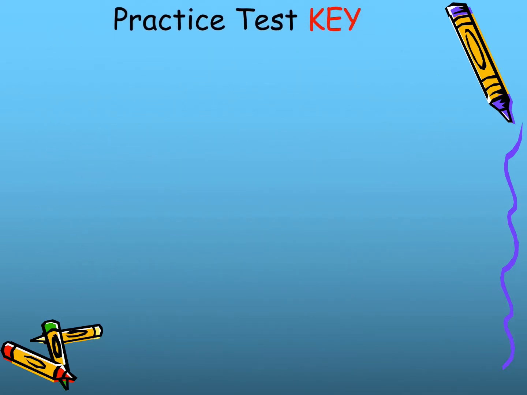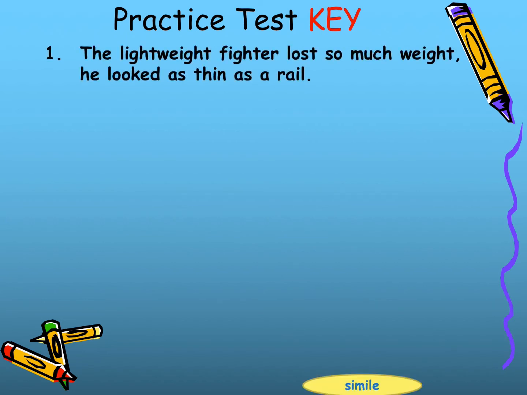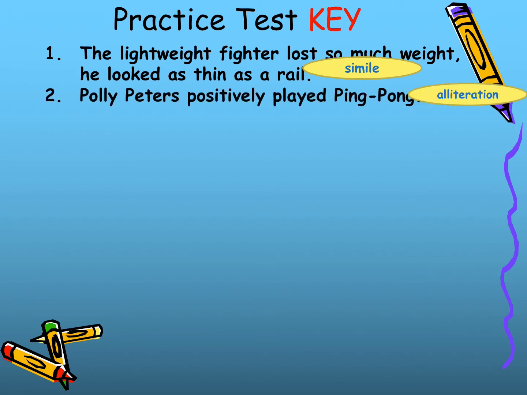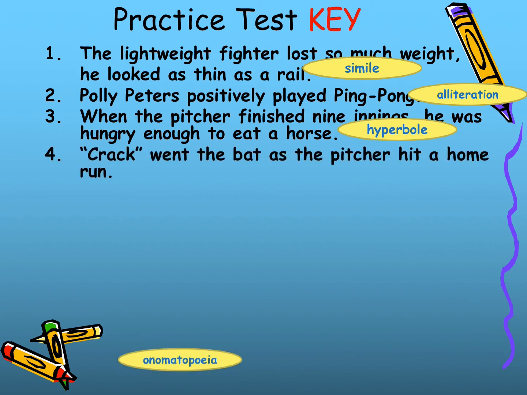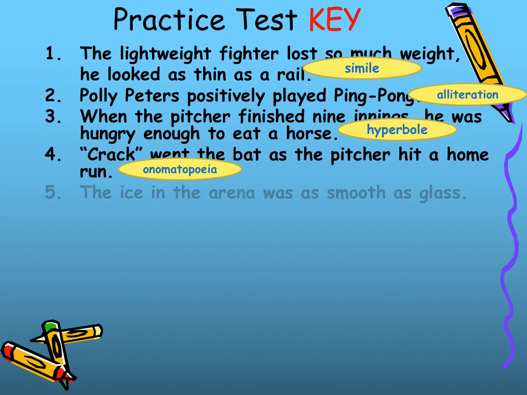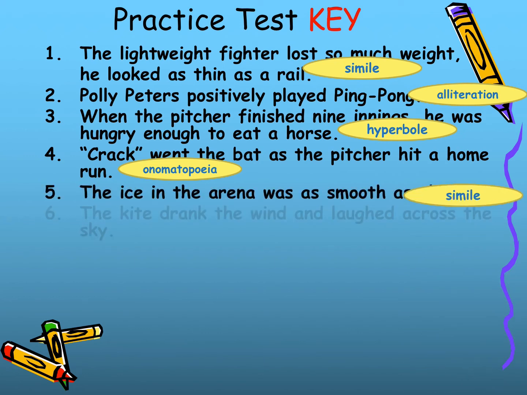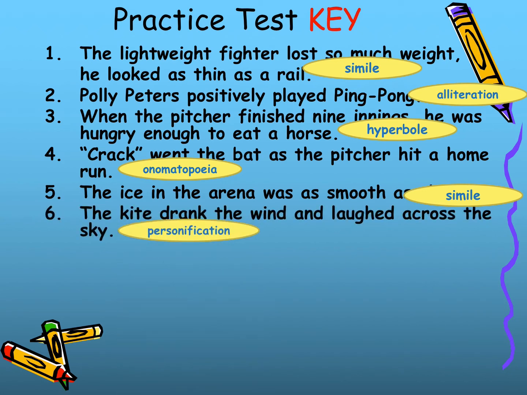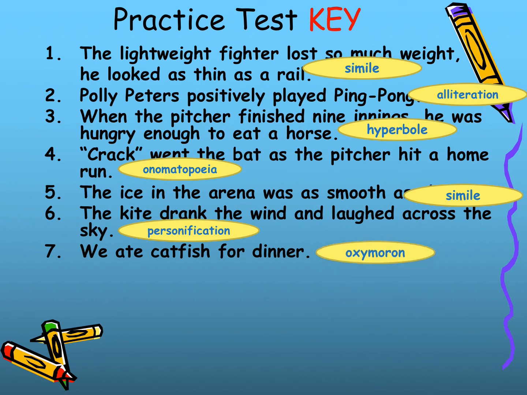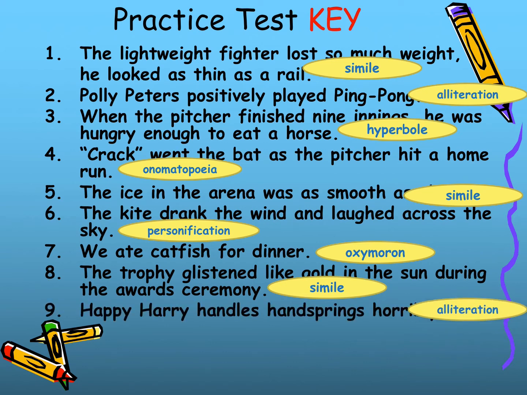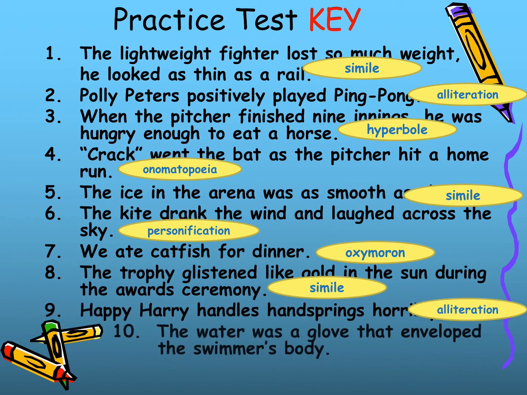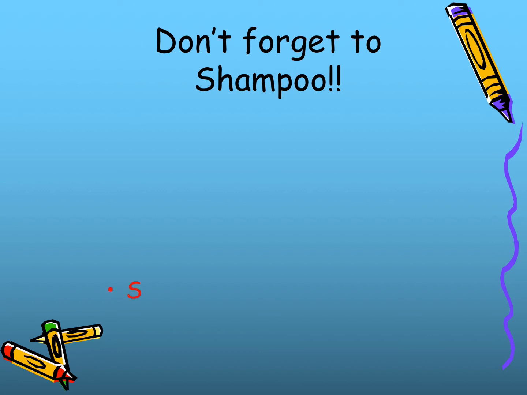Time to check our answers. Here's the key. Number 1, simile. Number 2, alliteration. Number 3, hyperbole. Number 4, onomatopoeia. Number 5, simile. Number 6, personification. Number 7, oxymoron. Number 8, simile. And number 9, alliteration. And lastly, number 10, metaphor. So don't forget to shampoo.